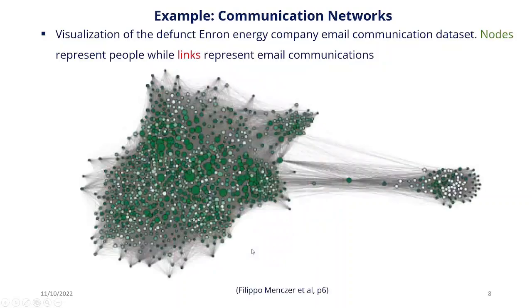Communication network. The diagram you see here is also from the book of Filippo Menczer. It's a visualization of the defunct Enron Energy Company email communication dataset. So the nodes represent people, while the links represent email communications.